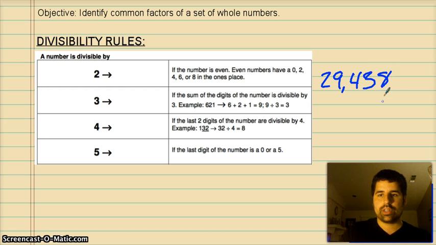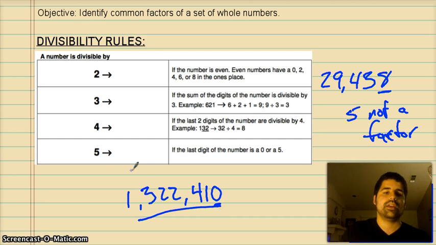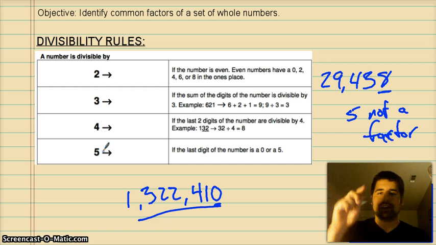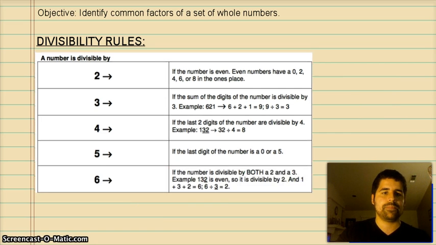So if I look at 29,438, I look at the last number. Is it a 5 or a 0? No. So 5 is not a factor. It's not divisible by 5. But if I looked at 1,322,410, is the last number 0 or 5? Yes. This number right here is divisible by 5. That means 5 will go into that number. If I do the division, I won't have a remainder, and that's what I'm shooting for.